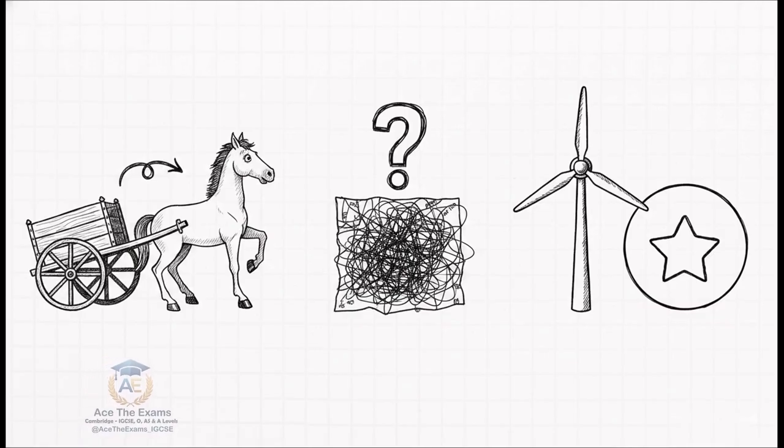Number 3, providing answers not specific to the context given. As we just discussed, dropping generic textbook definitions into a highly specific scenario is a trap. If the question is about a massive wind turbine, you need to talk about the kinetic energy of the wind doing work specifically on the turbine blades. Don't just talk about generic forces. You absolutely must adapt your knowledge to the specific reality of the question paper in front of you.